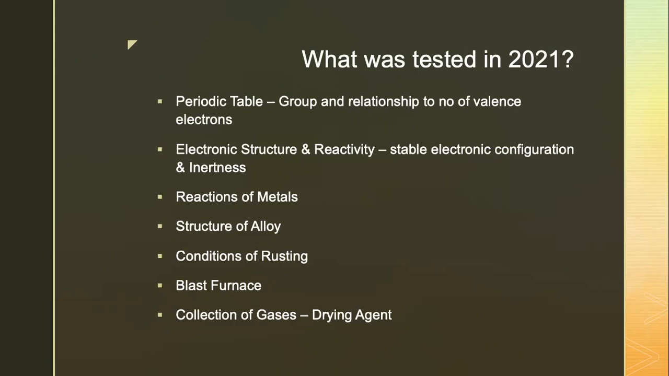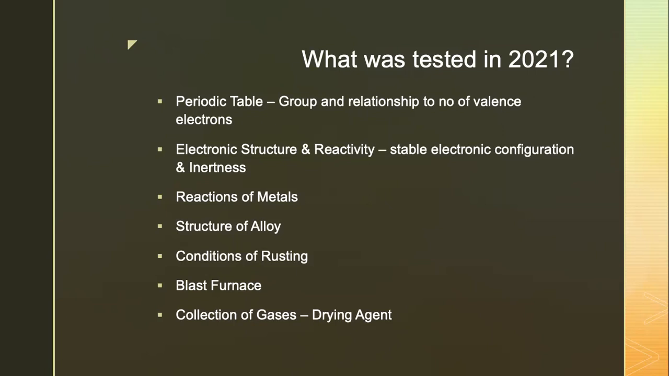Students need to be familiar with the periodic table, what is group and period, and the relationship to the number of valence electrons. They also need to know what is meant by stable electronic configuration and inertness, where they need to choose the option which shows a noble gas.